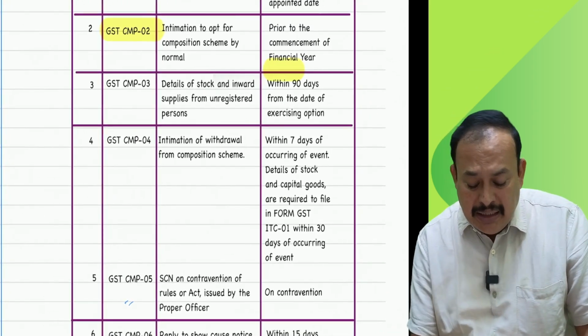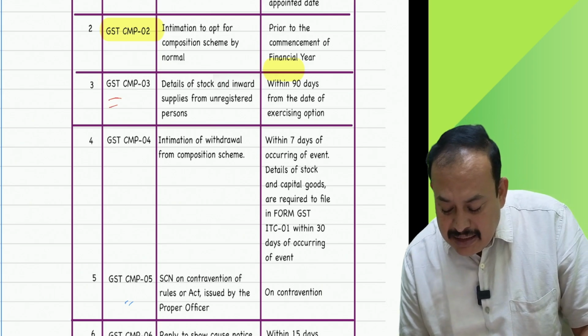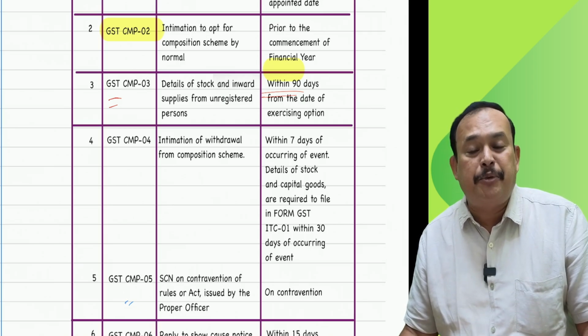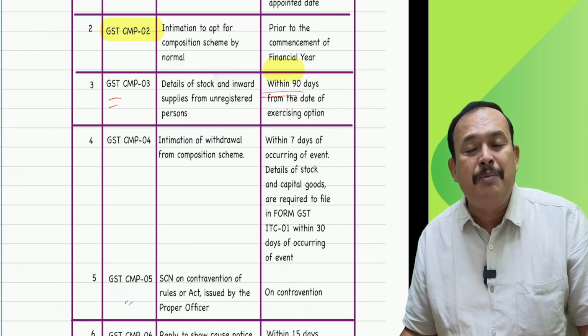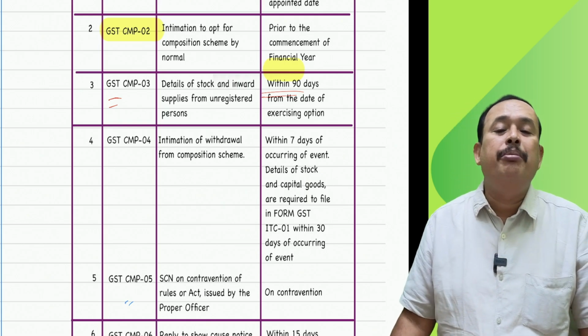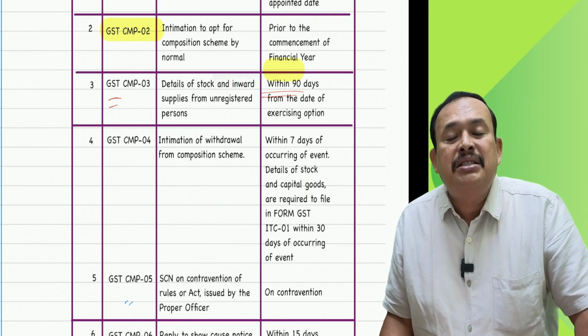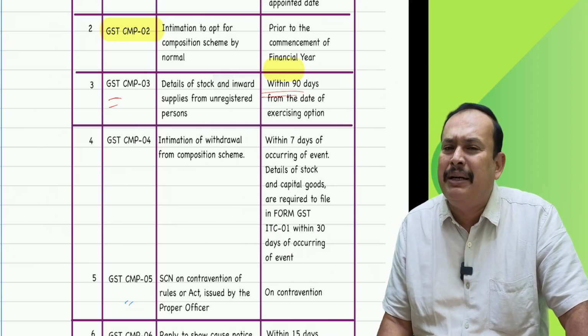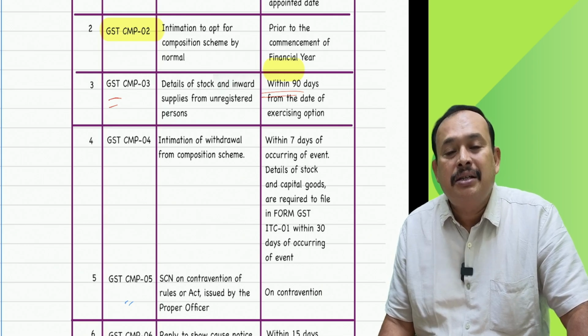CMP-03 itself has a time limit to submit within 90 days from the date of exercising the option. Namely, from 1st of April, within 90 days, you have to submit your stock details. The CMP-03 time limit is 90 days, which is very important to remember.